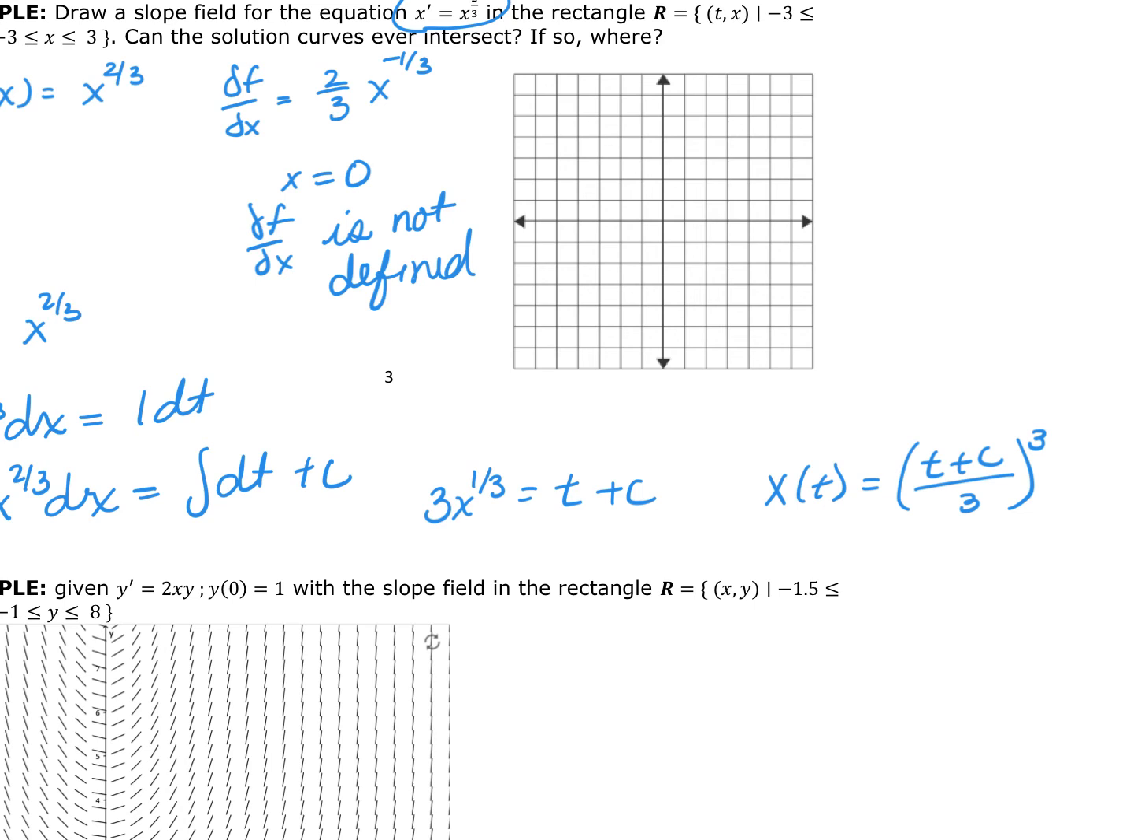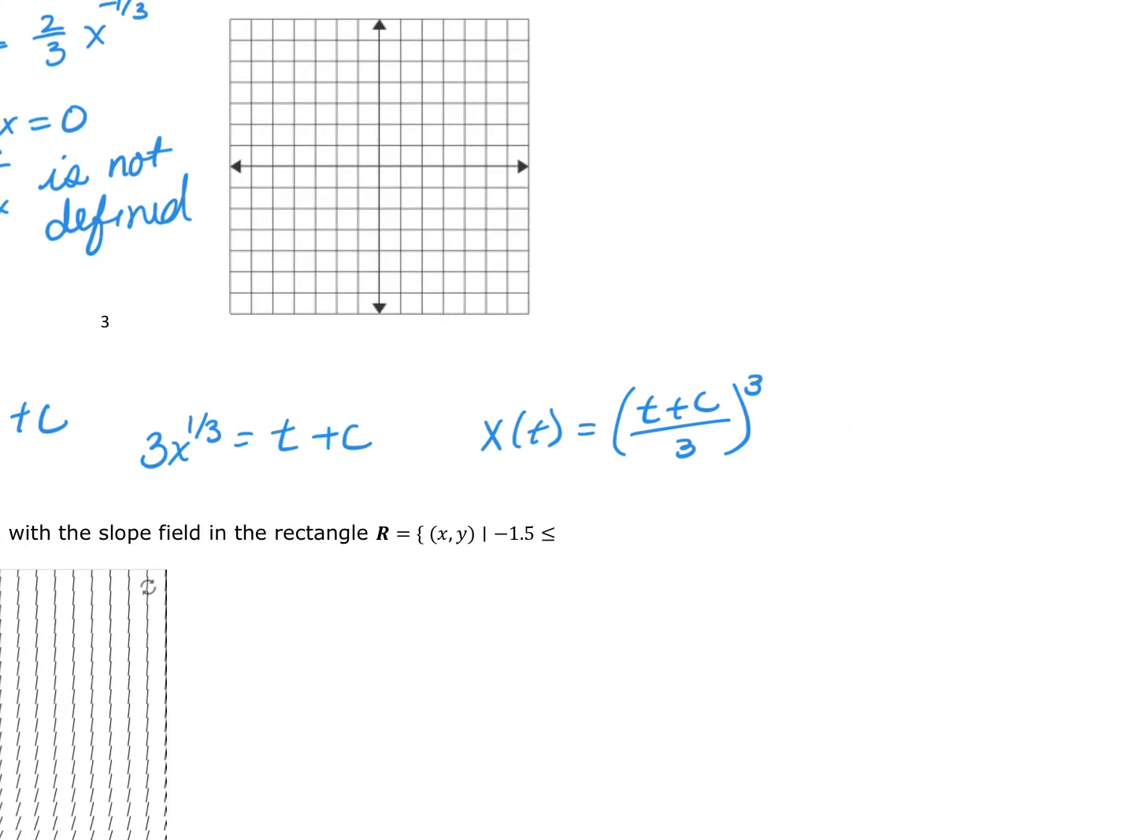So that's my function. It has a solution through 0, 0. So when I go through x of 0 is equal to 0, this will take on x of t, which will equal (t over 3) raised to the 3rd. And this is just a solution when x of t is equal to 0. This is just an option. There are other solutions in which this 0, 0 will be satisfied.